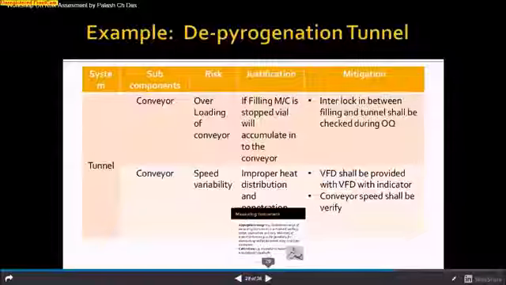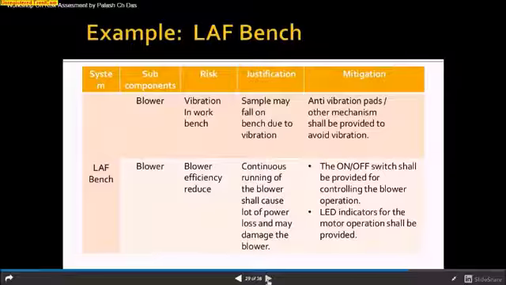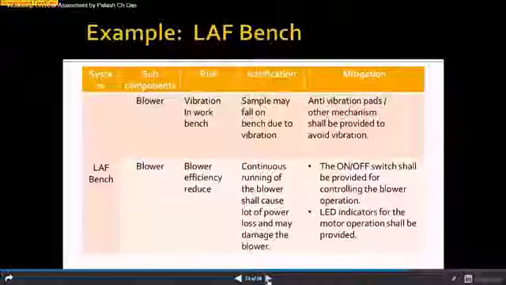Second one, the blower. The blower efficiency is reduced. Once there is a possibility of running the blower for 24 hours, the blower efficiency will be reduced, so we should stop the blower. Continuous running of the blower can cause a lot of power loss and maybe damage to the blower. So there should be an on-off switch for the blower operation, and you should have a timer also.